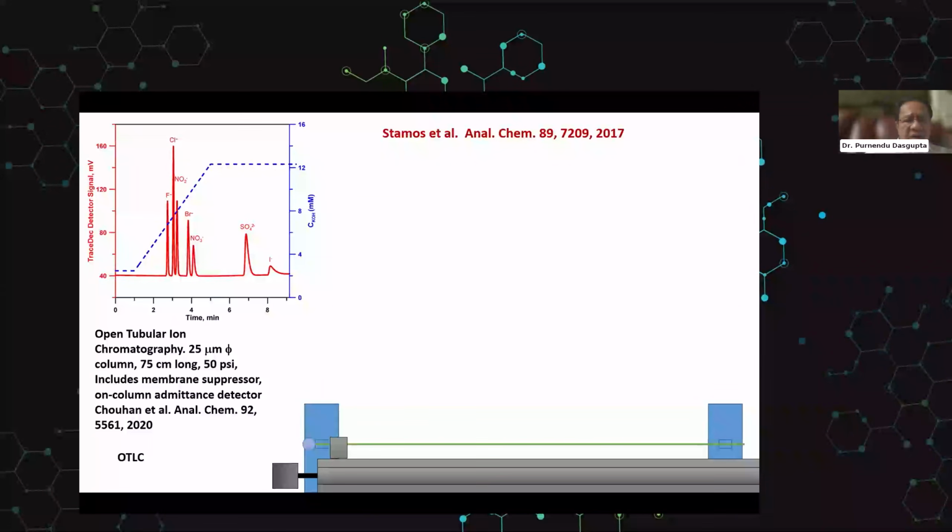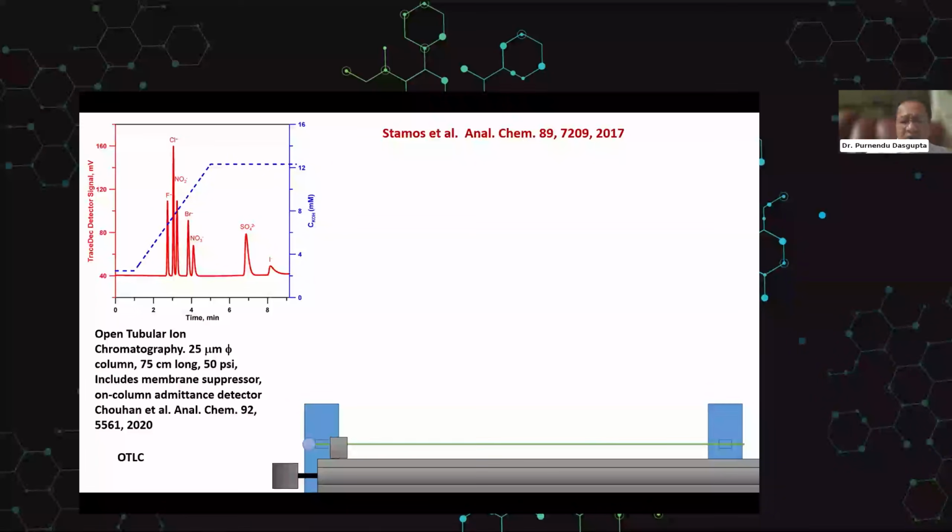So here I'm going to go all the way to ion chromatography, which is my favorite. This is one of our papers. You can see ion exchange is actually not as efficient as standard reverse phase HPLC. But I think you will agree with me that this is a reasonably efficient chromatogram. In fact, it's better than what standard scale packed column chromatography can do today. This is a 25 micron open tubular column, requires only 50 psi pressure. That means operating at pneumatic pressure.